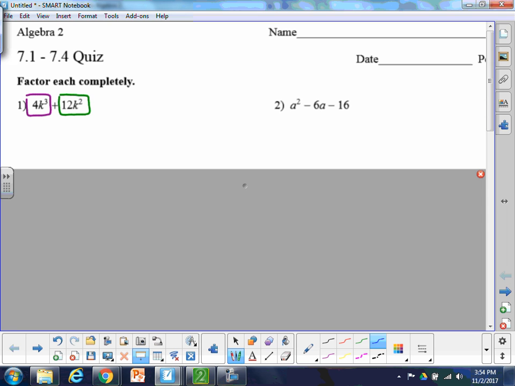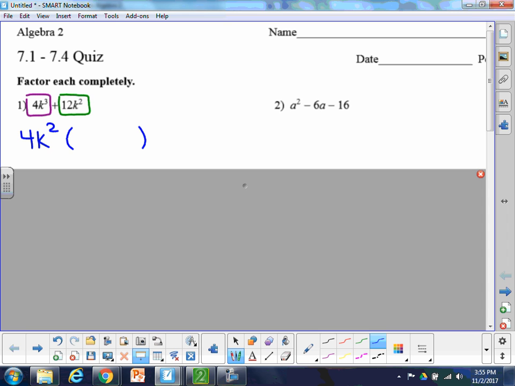So I know that 4 goes into both of those, and they both also have at least a k squared. So I'm going to bring out a common factor, 4k squared. That's actually one of the factors. And then factoring again is basically like undoing, where we want to turn something into a multiplication problem. So 4k squared is going to get multiplied by something in parentheses there, and we need the answer to be the original expression they gave us.